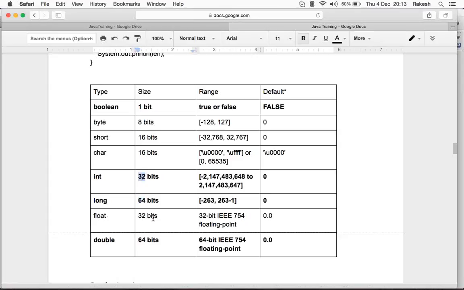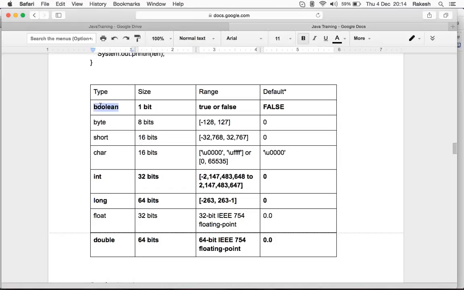Likewise, if you want to represent decimal values, you will use something called a float. A float accepts 32 bits. And if you want more than 32 bits, there's something called double, which accepts 64 bits. You don't have to remember all these things. I have highlighted the ones that are most frequently used, so you will mostly use int, long, and double. Apart from this, there is another data type called Boolean.